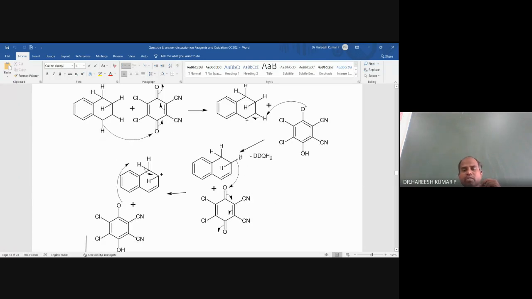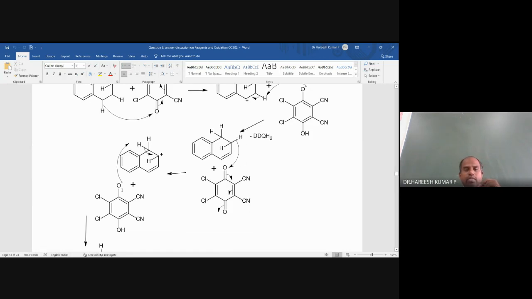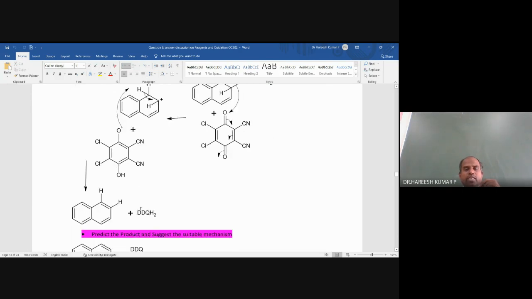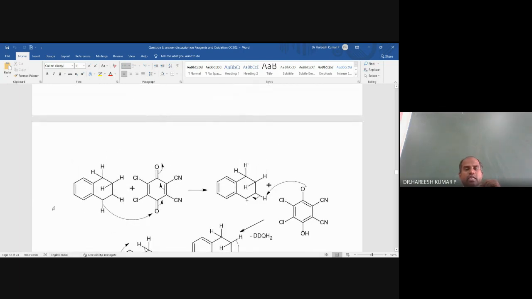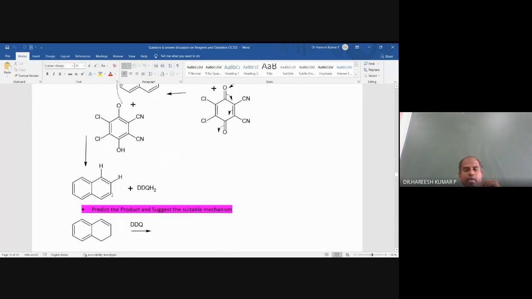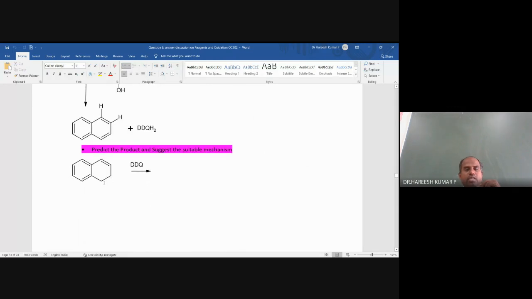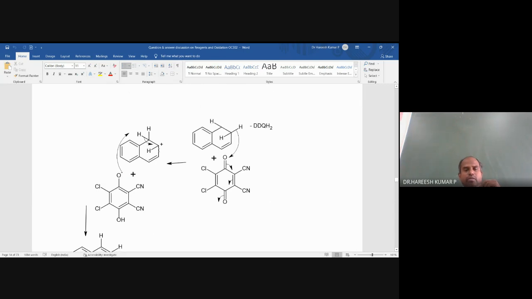At a later stage, this hydride is shifted to one more equivalent of DDQ. This anion picks up this proton and this bond pair comes over here. That is how naphthalene is obtained, starting with tetralin. This is how tetralin is converted into naphthalene. So this is the partially saturated one. When it is treated with DDQ, one H from here and one H from here go out, forming the product naphthalene. And this is the mechanism part.